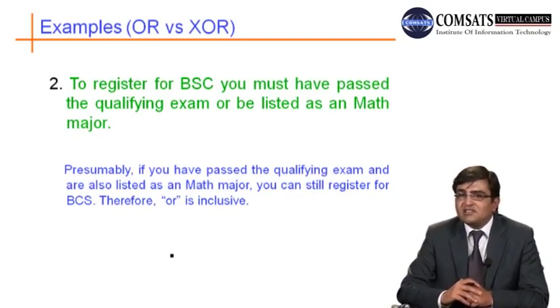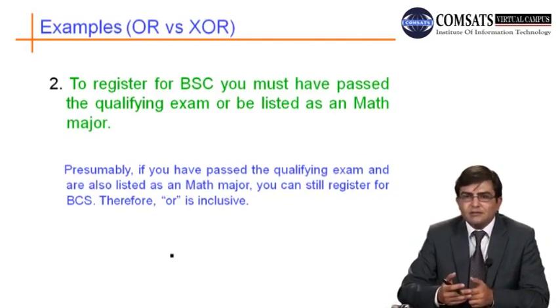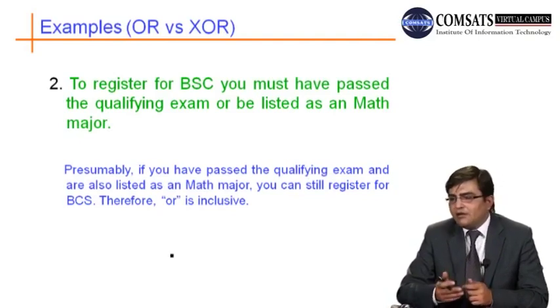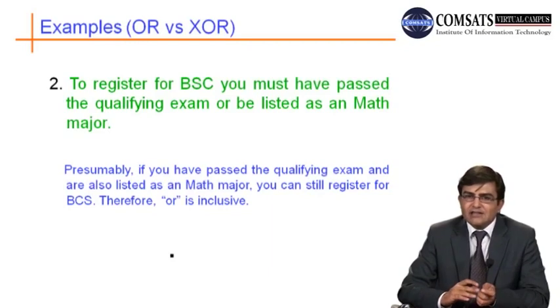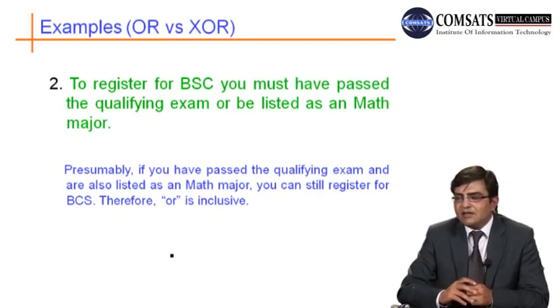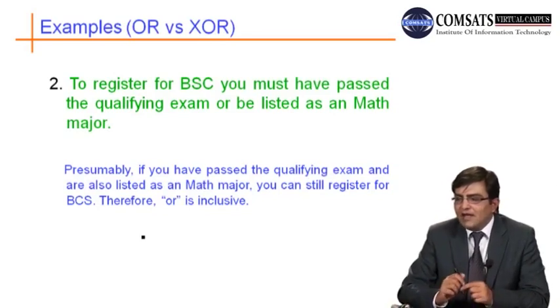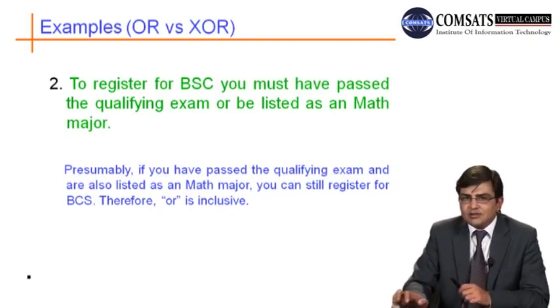So we can use here disjunction, because these two possibilities to get an admission or to get registered for the BCS are both open. If you have mathematics in FSC and you have passed the entry test, you can even get the admission in BCS. And if you have only passed the qualifying exam, entry test, even then you can take the admission or register for BCS. So here the or will be used as simple disjunction, or we can say that or is inclusive here.